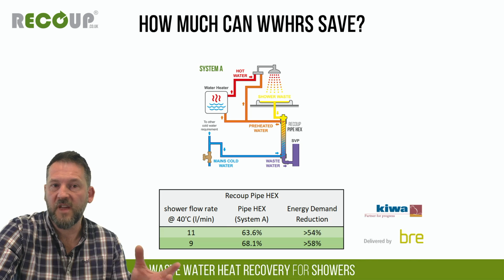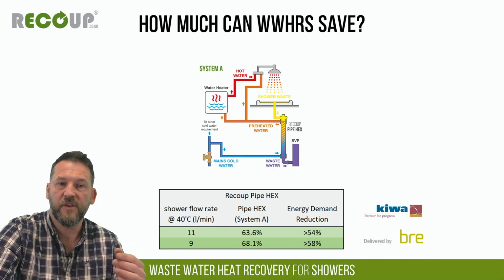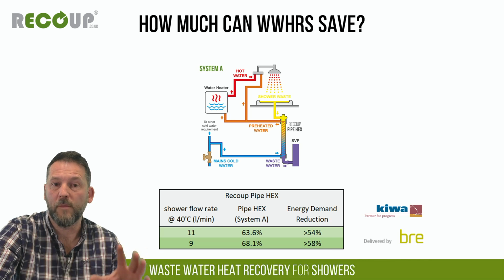in the same way as most heat exchangers do, in that if you slow the flow rate down, you tend to get a better efficiency. So down at 5 litres per minute, for example, the efficiency will be much more. But these are pretty much considered standard shower flow rates in the UK.